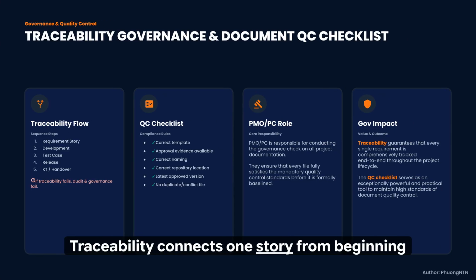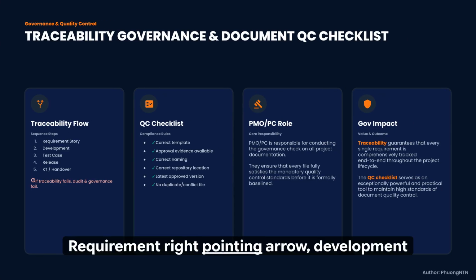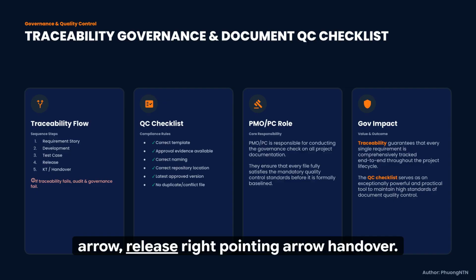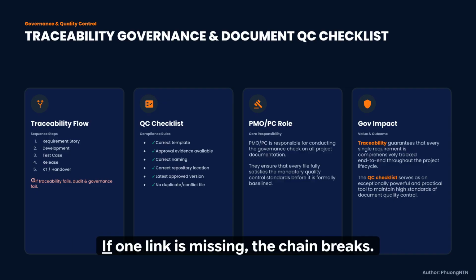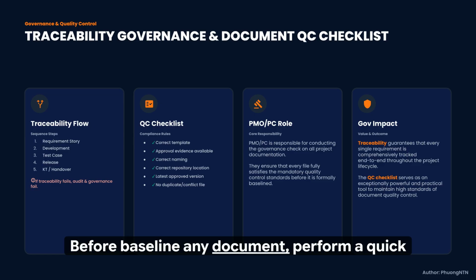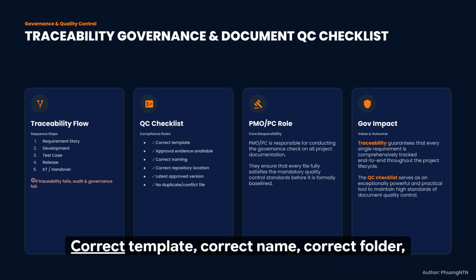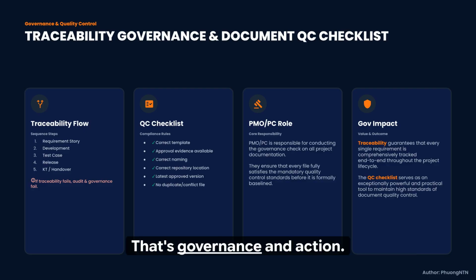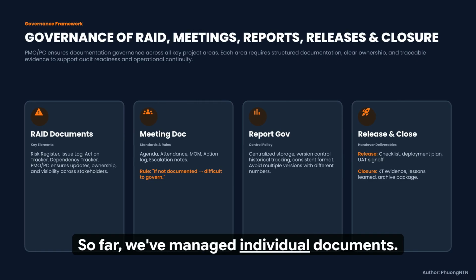Traceability connects one story from beginning to end. Requirement, development, testing, release, handover. If one link is missing, the chain breaks. Before baselining any document, perform a quick QC check. Correct template, correct name, correct folder, latest approved version, and no duplicate files. That's governance in action.